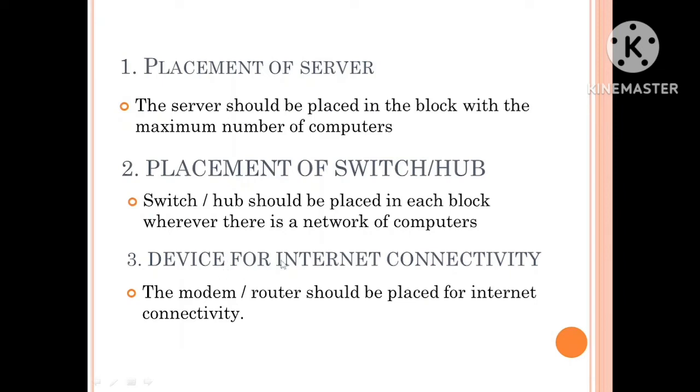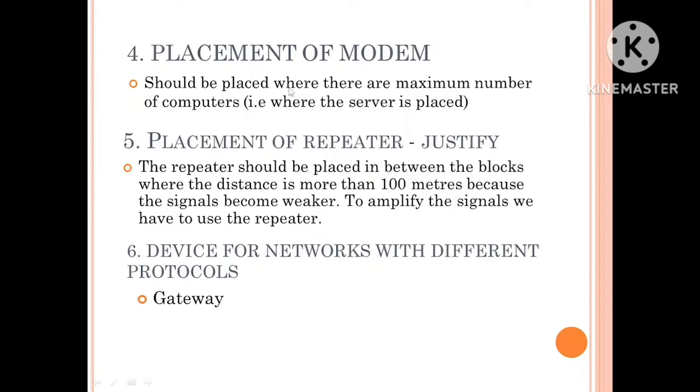Then what is the device that is needed for internet connectivity? You should write modem or router. The Wi-Fi router should be placed for internet connectivity. Where should it be placed? The place where there is the maximum number of computers, that is wherever the server is placed. Okay, that is what I told about placement of modem.